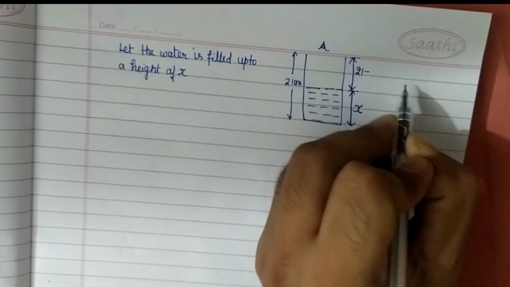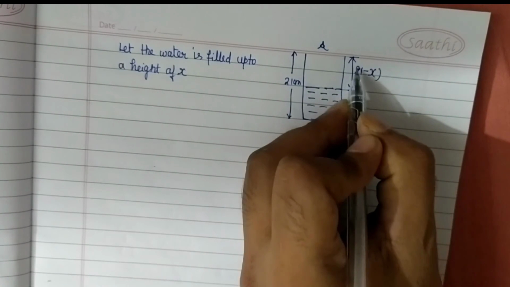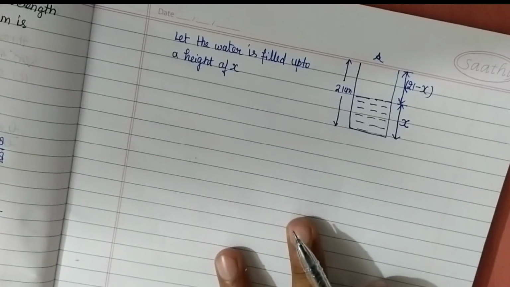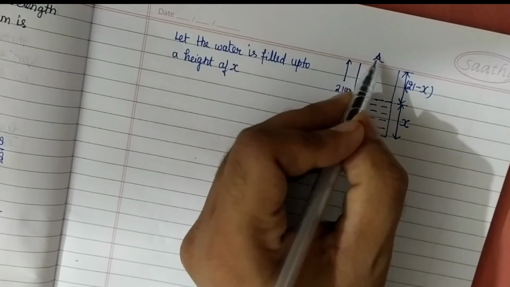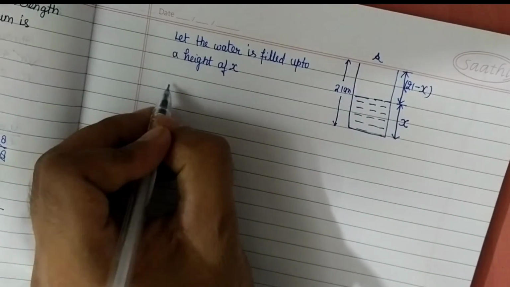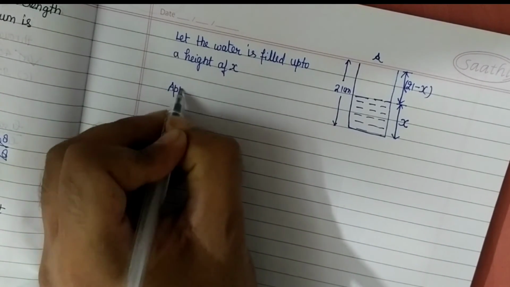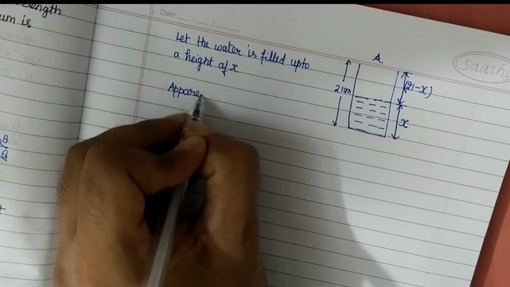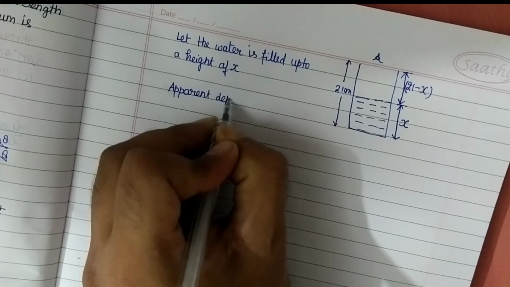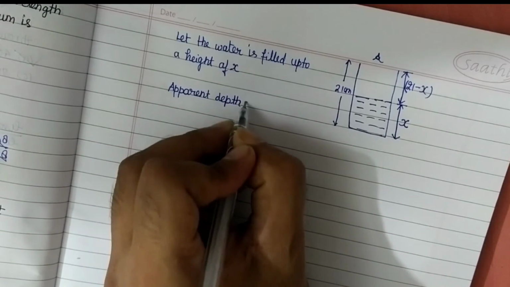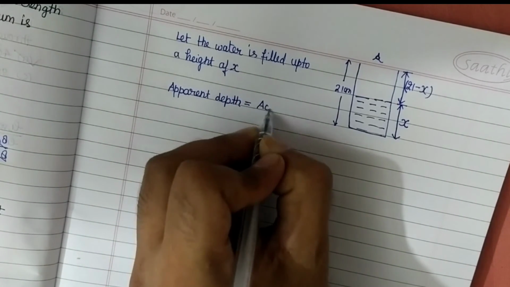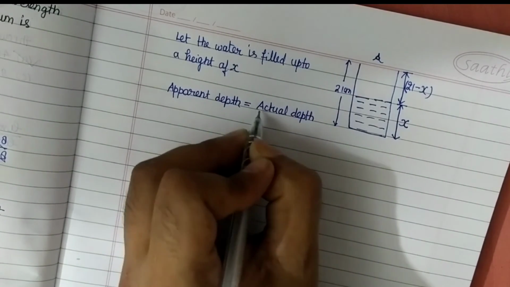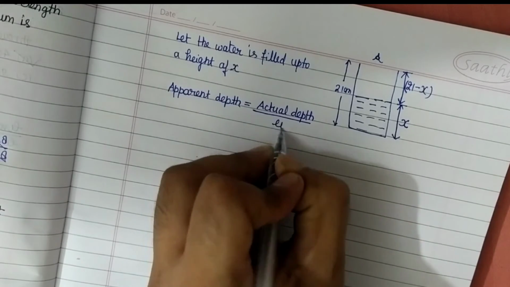21 minus x. तो ये 21 माइनस एक्स हो जाएगा. तो जो हमारा अब जब ऑब्जर्वर इसको देखेगा तो हमारा अपरेंट डेप्थ कितना होना चाहिए? ये x का अपरेंट डेप्थ क्या हो जाएगा? अपरेंट डेप्थ हो जाएगा एक्चुअल डेप्थ डिवाइडेड बाय न्यू.